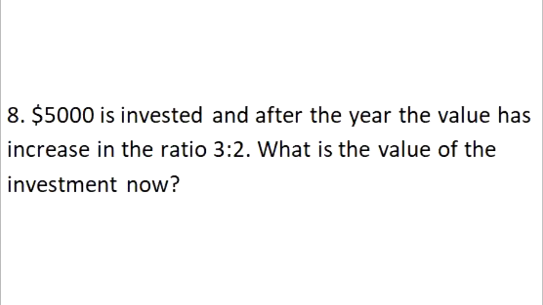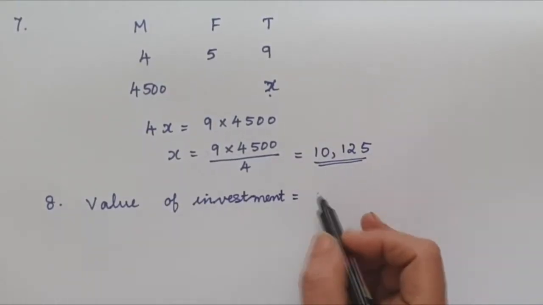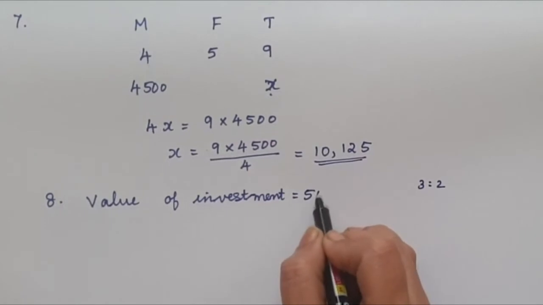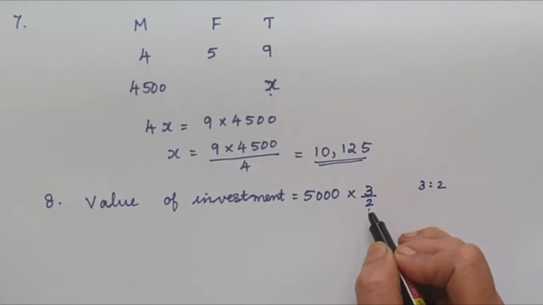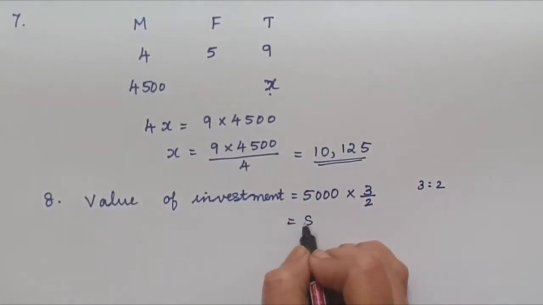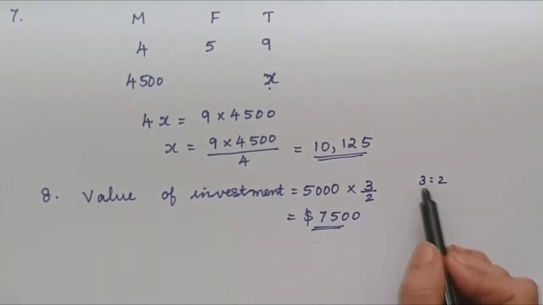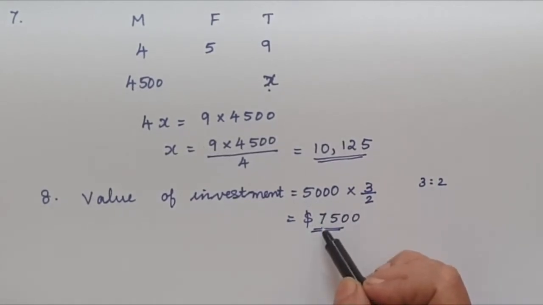Eighth question: $5,000 is invested and after a year, the value has increased in the ratio 3:2. What is the value of the investment now? The amount we have invested is 5,000, and since the ratio is increasing, we just directly multiply it by 3/2. So our answer will be equal to $7,500. When it is an increase in the ratio, we just make the ratio a fraction and multiply by the number which is given to us. So we get an increased value.